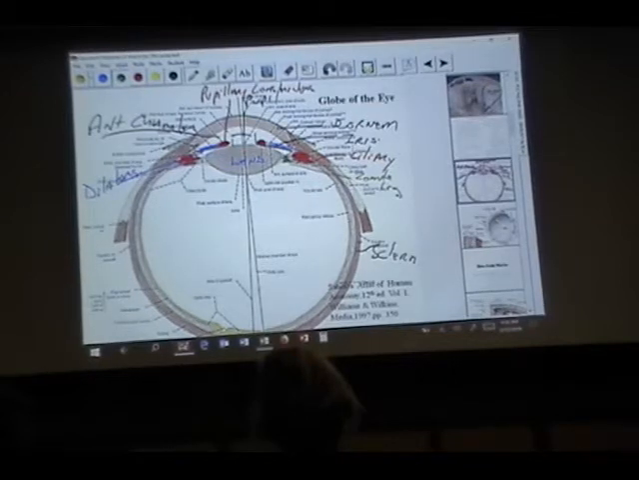All right, so the ciliary body is here. This region that we would refer to from here to here, this is what we refer to as the uvea.